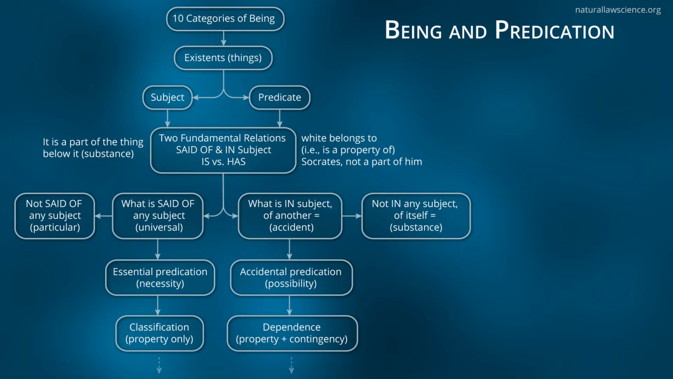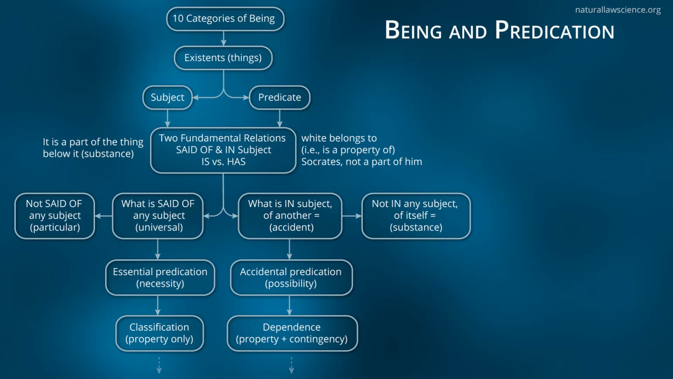You can also have essential predication within the class of accidents. So you'd have the genus of color and the species of white, and then you'd have this particular white. And that's all essential predication within an accidental part of being in existence. And the essential predication is classification. This is how we classify things.